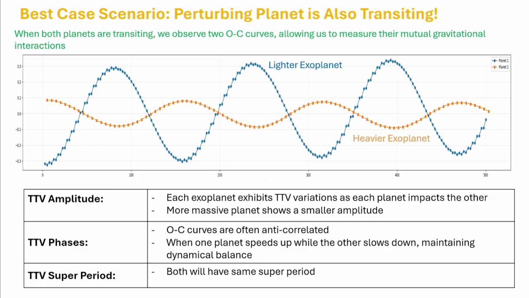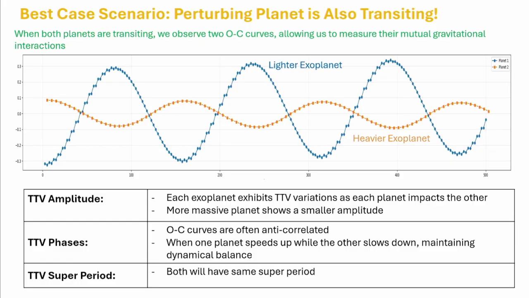And let's look at an interesting case. What happens if both planets in the system are transiting? The answer is we'll be able to see transit timing variations in both planets. Each planet might have different TTV amplitudes, depending on, let's say, one of them is bigger. The bigger one will likely have a smaller TTV amplitude because it's affected by a smaller planet, while the smaller planet may have a bigger TTV amplitude. You will also notice that these TTV phases are anti-correlated, which means while one planet is transiting earlier, the other planet will be transiting later.